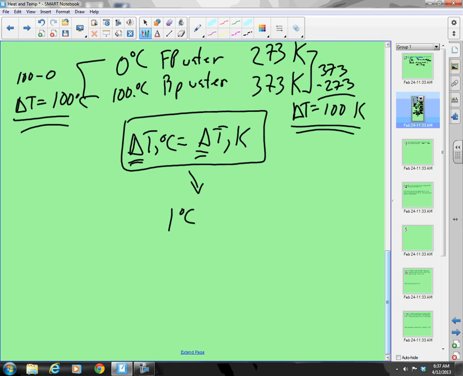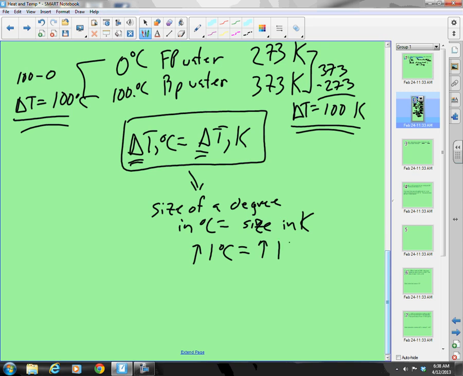I have to be careful how I say this. The size of a degree in Celsius equals the size of a degree in Kelvin. That means a change. They're both the same increment. When one goes up, the other goes up. An increase of 1 degree Celsius is equal to an increase of 1 Kelvin. Got it? We're not saying 1 Kelvin equals 1 Celsius. We're saying that the change is equal.